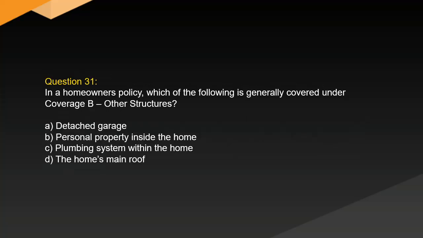Question 31. In a homeowner's policy, which of the following is generally covered under Coverage B, Other Structures? A. Detached garage. B. Personal property inside the home. C. Plumbing system within the home. D. The home's main roof.